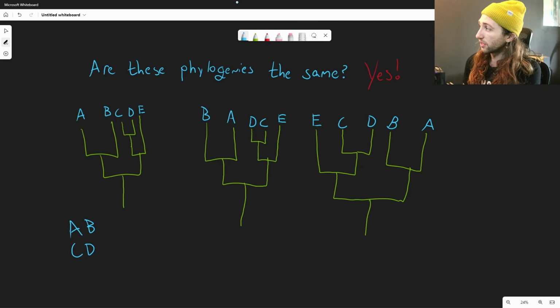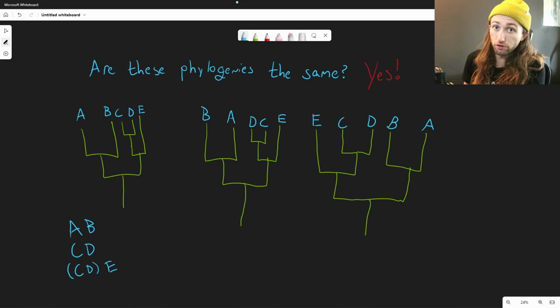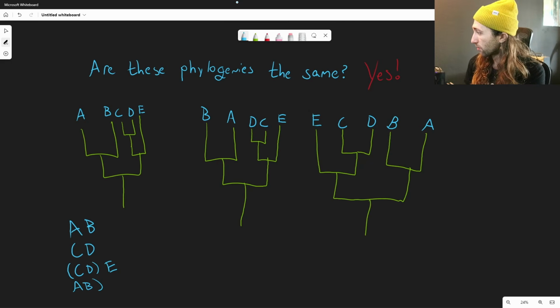We know that C and D are related to E, so we're going to draw it like this. So C and D is related to E, okay? This is actually notation you will learn eventually. And we know that A and B, this group, is most closely related to the group containing C, D, and E. So we'll draw that down here. A, B, C, D. Okay, C, D.